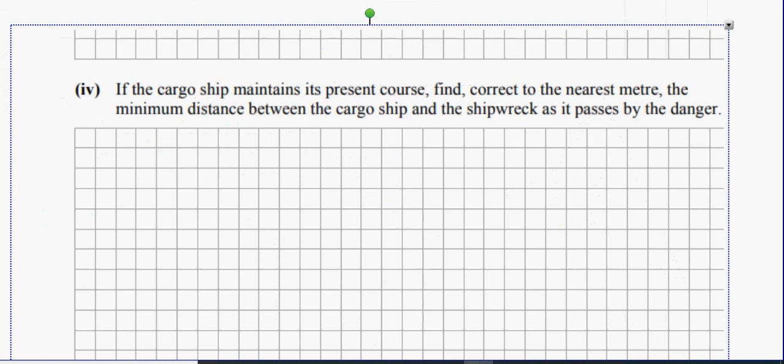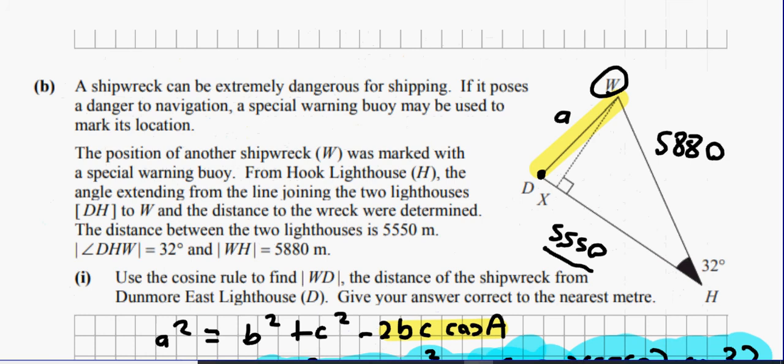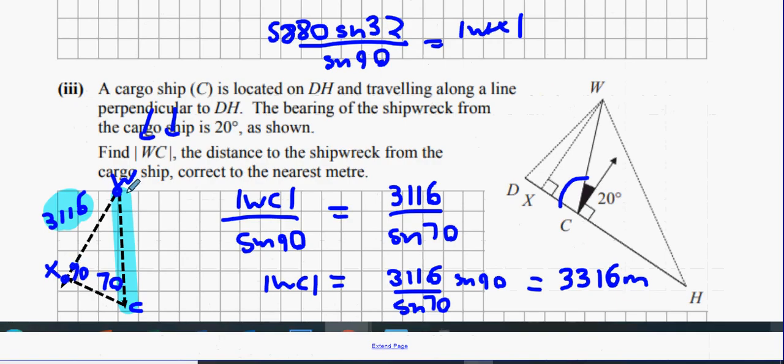Finally. If the cargo ship maintains its present course, find, correct to the nearest meter, the minimum distance between the cargo ship and the shipwreck as it passes by the danger. Ouch. What does it mean by that? So just that last question, is it? Yeah. Oh wait, it's not moving that way, is it? It's continuing to move along.